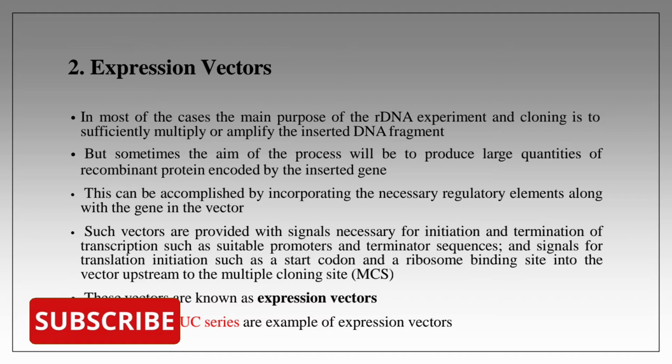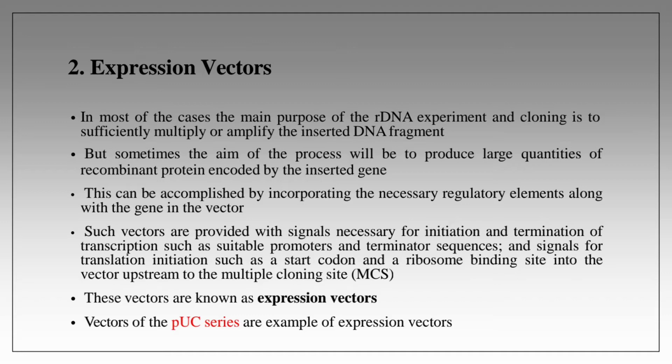But sometimes the aim of the process will be to produce large quantities of recombinant protein encoded by the inserted gene. This can be accomplished by incorporating the necessary regulatory elements along with the genes in the vector. Such vectors are provided with signals necessary for initiation and termination of transcription, such as suitable promoters and terminator sequences, and signals for translation initiation, such as a start codon and a ribosome binding site, upstream of the multiple cloning site (MCS). These vectors are known as expression vectors. Vectors of the pUC series are examples of expression vectors.